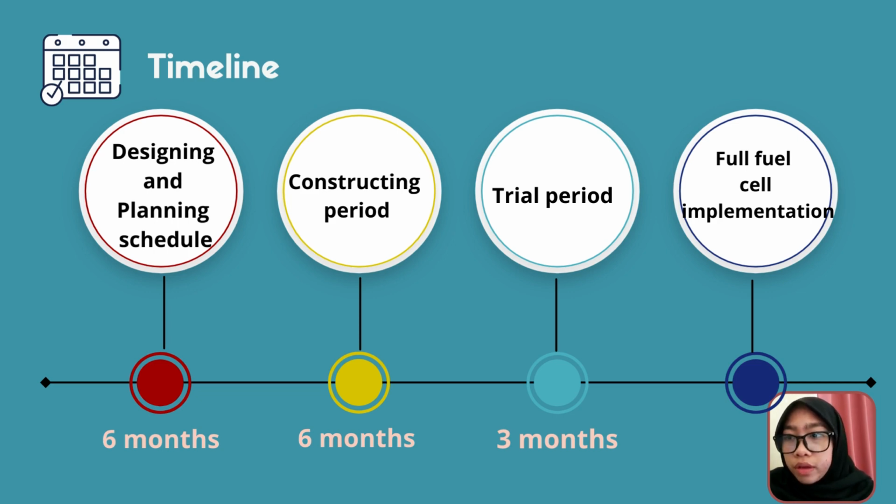For the timelines, there are four sectors. The main sector of timelines. The first phase is designing and planning, scheduled for 6 months. The second, constructing period, also for 6 months. And the third, trial period, 3 months. And lastly, the full fuel cell implementation.